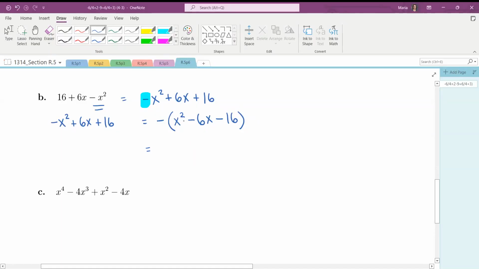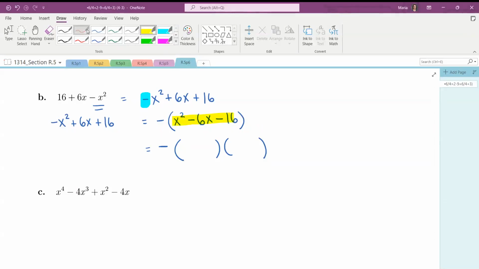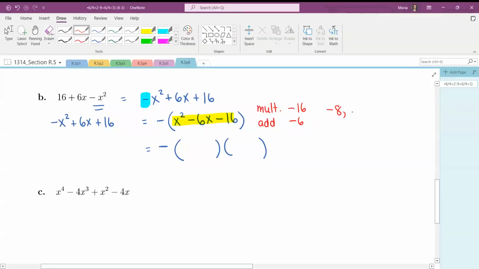Okay, we have to factor completely. So now we need to look at whether the x squared minus 6x minus 16 factors. Leave the minus sign out front. Let's try to break this down. This is going to be the x squared plus bx plus c format. So we need two numbers, and signs are important. They need to multiply to be negative 16. They need to add up to negative 6. So what two numbers do that?